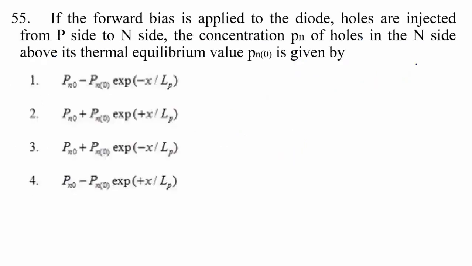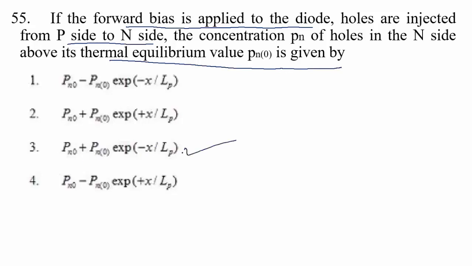You should know this. 55th question, if forward bias is applied to the diode, holes are injected from P side to N side, the concentration Pn of holes in the N side above its thermal equilibrium, that is Pn of 0, is given by Pn naught plus Pn of 0 exponent of minus x divided by Lp. So this minus sign indicates that there is a decrease in concentration gradient. So the corresponding option that is going to follow is option 3 is correct.